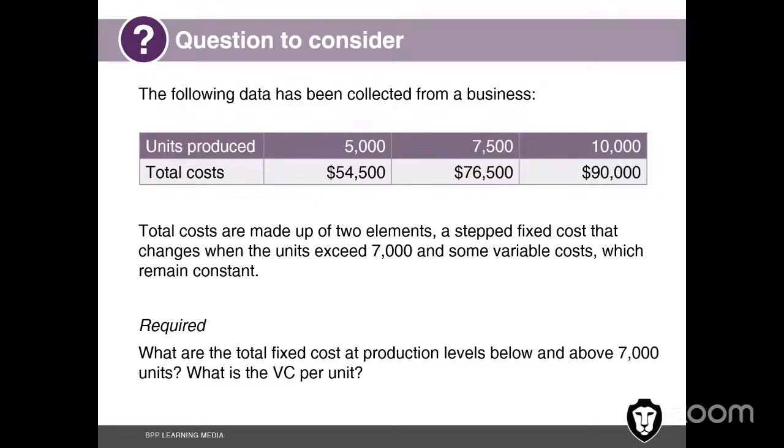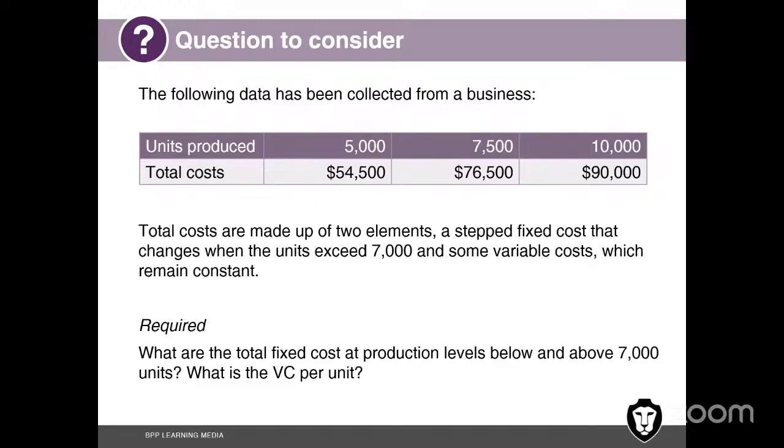So what we would choose is the 7,500 and the 10,000. We choose those as the two activities. And it's always money, it's always the cost over the activity. So we're going to use the high-low method now, but we have to choose the 7,500 and the 10,000.